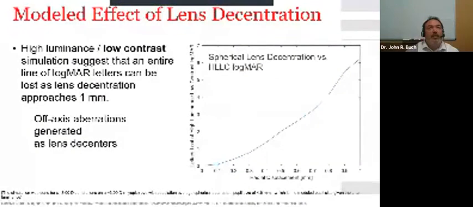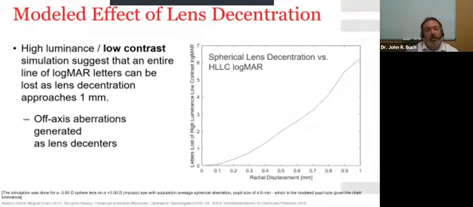So it illustrates how important it is that lenses center. And we know that if it does decenter, it's those off-axis aberrations that are generated that cause this decrease in visual acuity. But that's an entire line, and these are spherical lenses, not multifocal or toric designs. Okay, so it is important that we keep lenses centered on the eye.